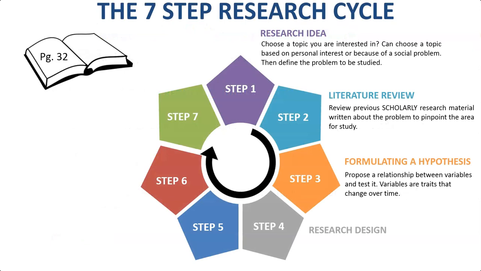So let's now look at step 4 in the 7-step research cycle, research design. So you may use qualitative, quantitative, or a mixed methods approach, which is a mix of qualitative and quantitative, to gather data. It means to gather information.